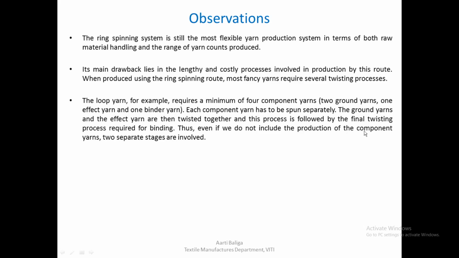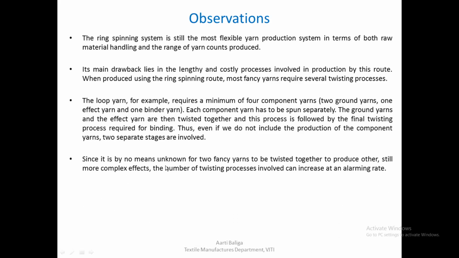Thus, even if we do not include the production of the component yarn, 2 separate stages are always going to be involved. Since it is by no means unknown for 2 fancy yarns to be twisted together to produce other still more complex effects, the number of twisting processes involved can increase at an alarming rate. This statement tells us that if we are using 2 fancy yarns which are again twisted together to produce a still more complex effect, then we will require another twisting stage, and so on. The more complicated the fancy yarn that one needs to produce, the more the number of stages will keep on increasing, and this could increase at an alarming rate.